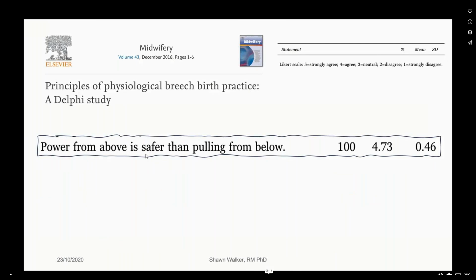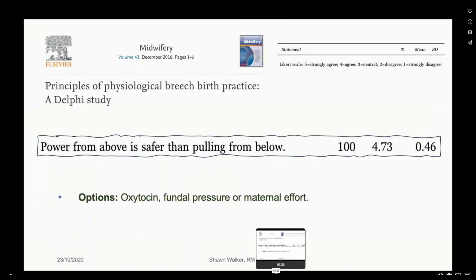So again, power from above is safer than pulling from below. This is the other principle. What is the power from above? It's oxytocin, it's the maternal pushing contractions. And as I told you, they say that fundal pressure can be used. So this is what power from above means. Rather than you assisting or doing maneuvers from below, let the power come from above, meaning from the maternal side. So these are the options: oxytocin or fundal pressure or maternal effort. Clear, my friend?